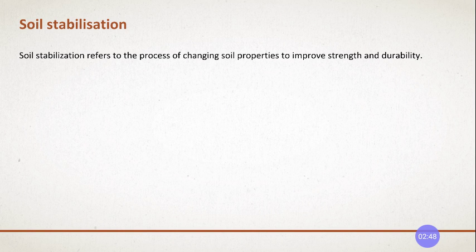So that is where we are going to use this soil stabilization technique, to improve the strength of the subgrade soil. What is subgrade? Subgrade is the lowermost layer of the flexible pavement and rigid pavement. We'll come to the different layers in the coming lectures.